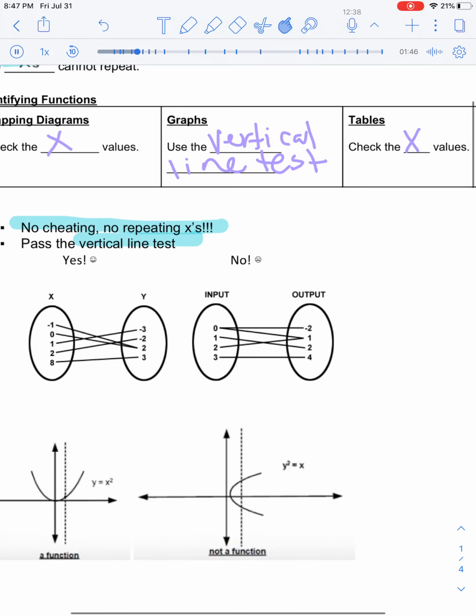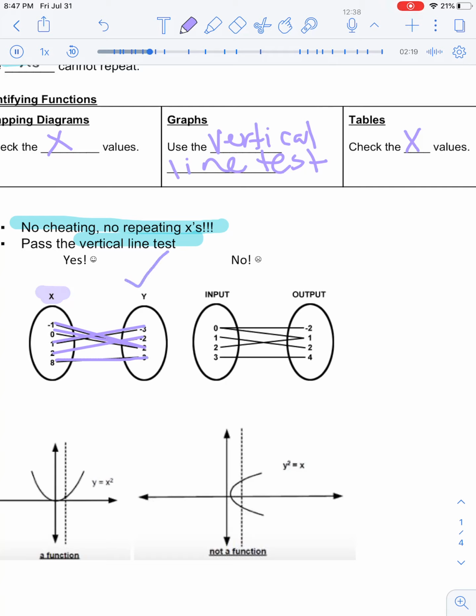Okay, so let's look at our first example. This is a mapping diagram. We have our x's on one side and our y's on the other. Our cheat sheet tells us that we need to check the x values. So we have -1, 0, 1, 2, and 8. And we're checking to see if only one line is coming off of each x. So each x has only one line coming off of it, going to exactly one y. So that checks out as a function.